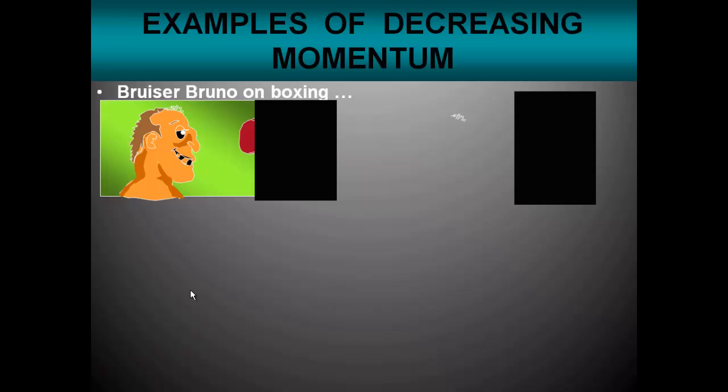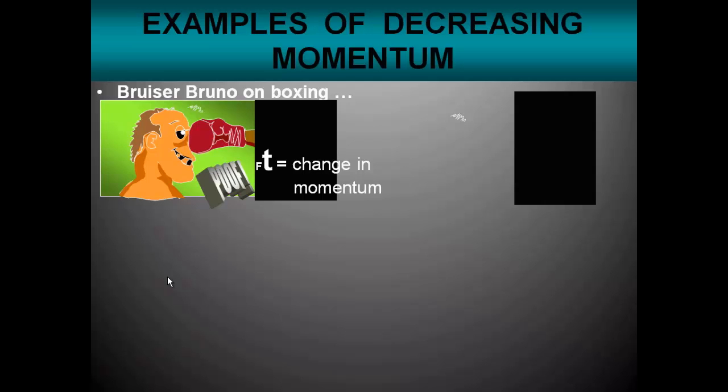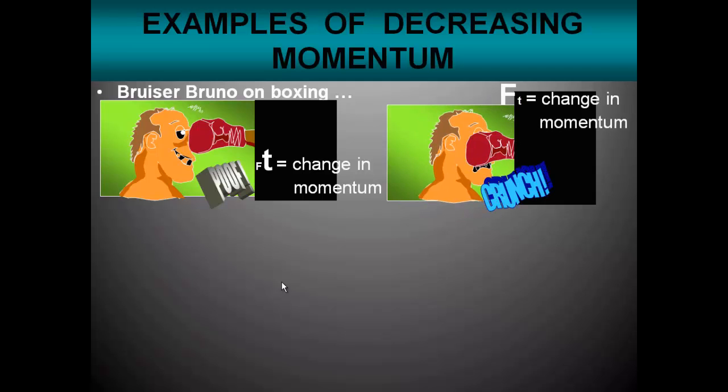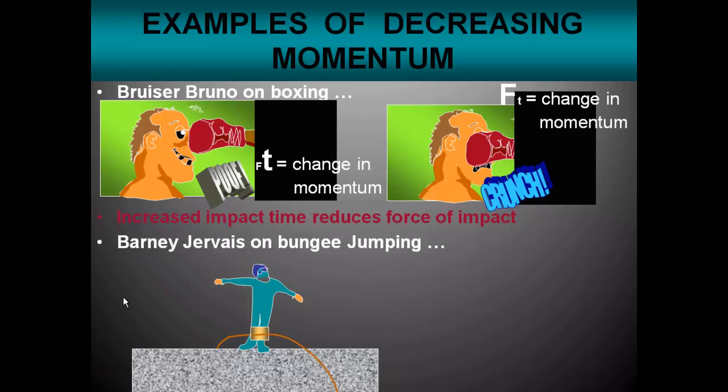All right, I know I'm doing a lot of talking today. I'm getting towards the end here. Here we go. Bruiser Bruno. So in that case, he went with the punch, meaning the time of impact was greater, force was smaller. Whereas this Bruno is going to go into it, meaning very small time of impact, which is greater force of impact. Bungee jumping.